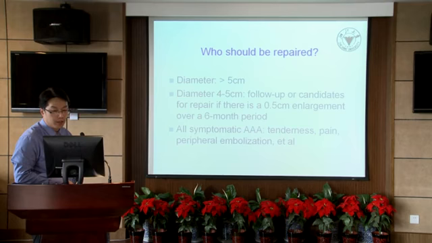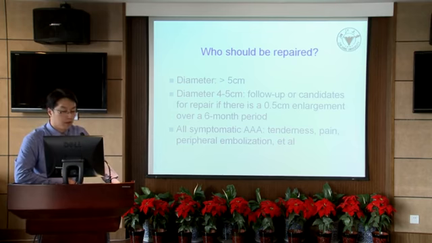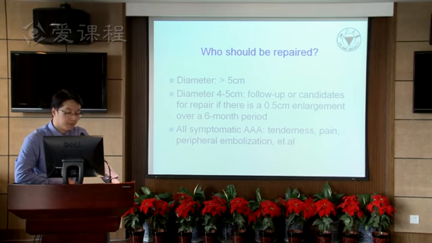The indications for the surgery include, the first, the aneurysm diameter is more than 5 centimeters. The second is the diameter between 4 to 5 centimeters. We should follow up and consider repair if there is a 0.5 centimeter enlargement over a 6 month period. The third is symptomatic AAA, including tenderness, pain, peripheral embolization, and so on.